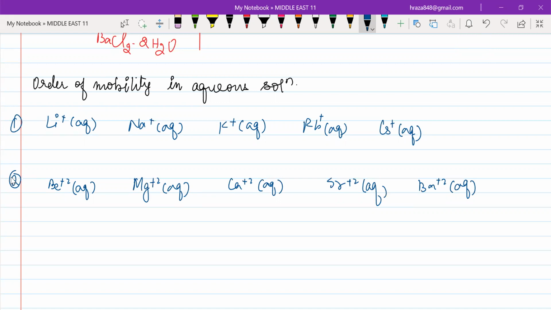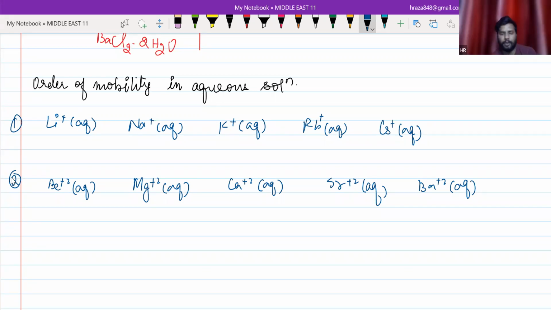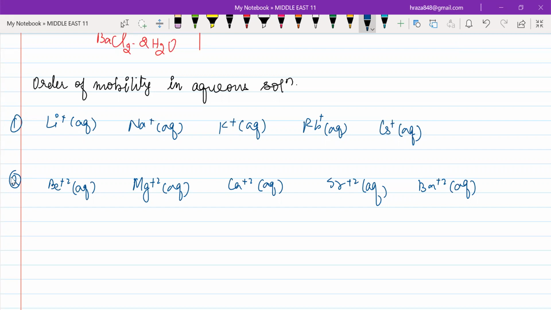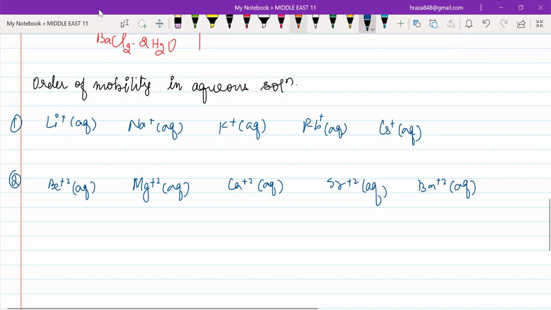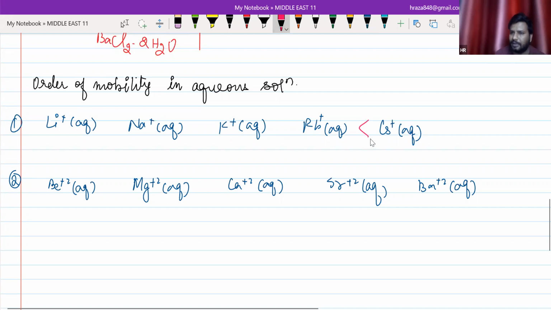Yes, sir. It increases with increase of reactivity, right? Basically, mobility means movement. So in the first group, alkali metals, which one will move faster and which one will move slower? Cesium will be faster, because it has very little hydration enthalpy. I'm going to explain this.